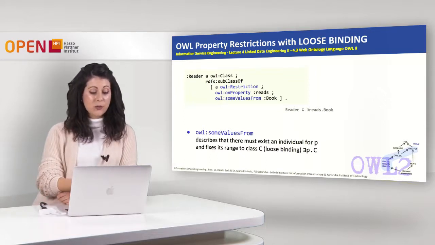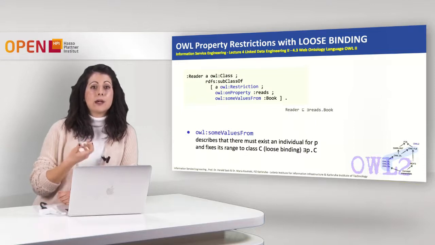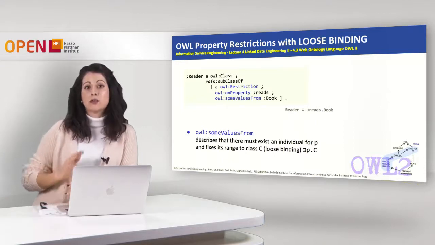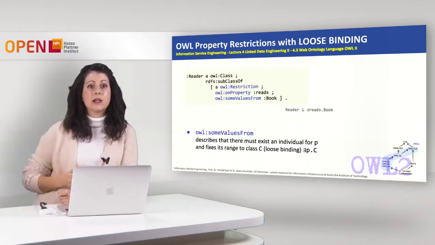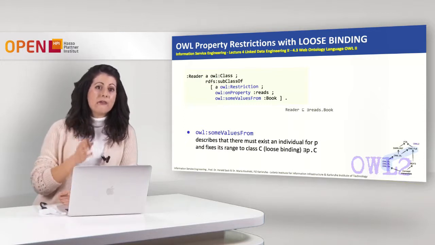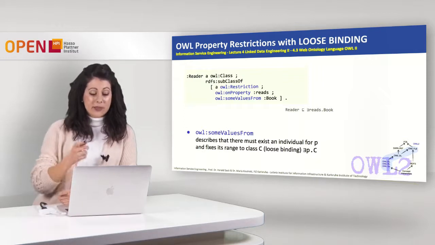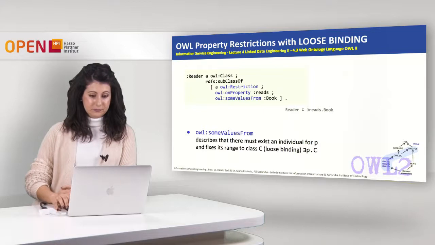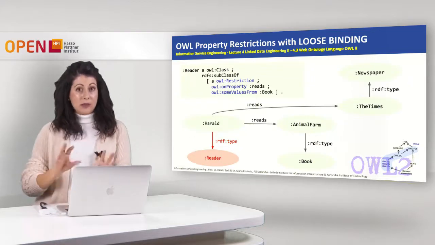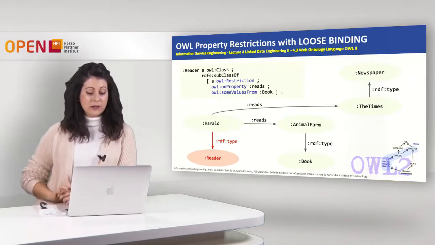So some values from describes that there must exist some individuals, but not every individual, of the property P, reads in our case, and they have fixed range to the class C, which is book for us here. And this is how the graph would look, so that we understand.